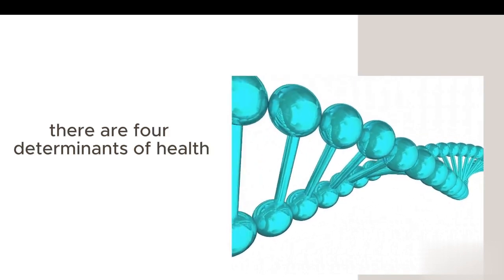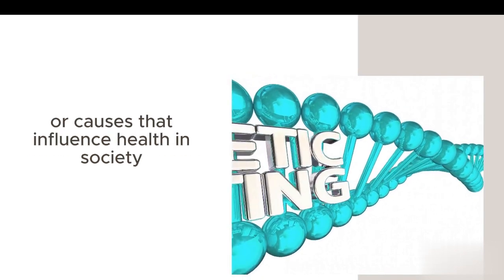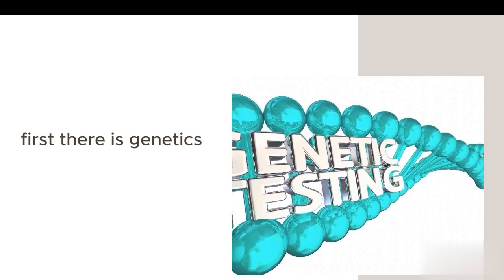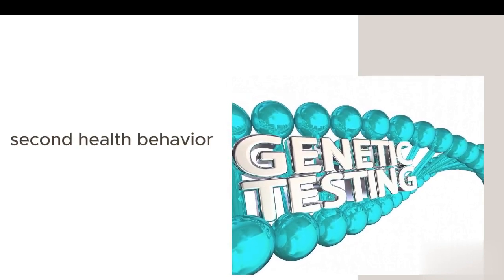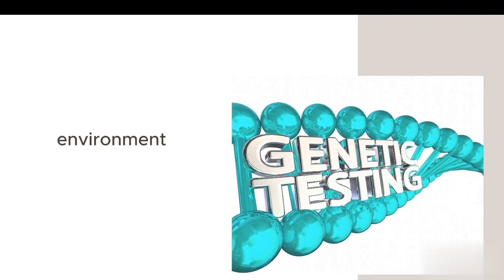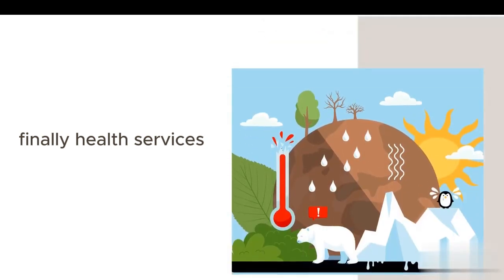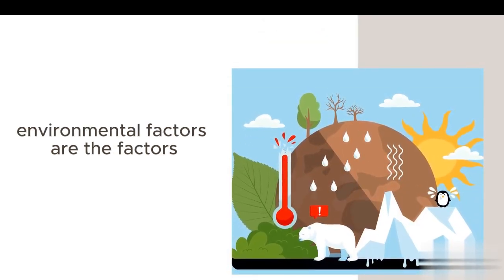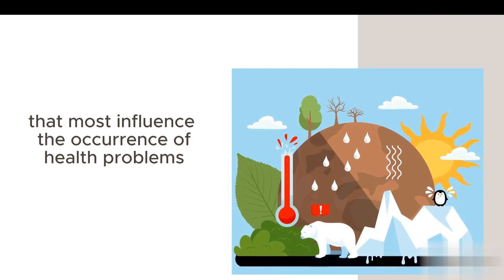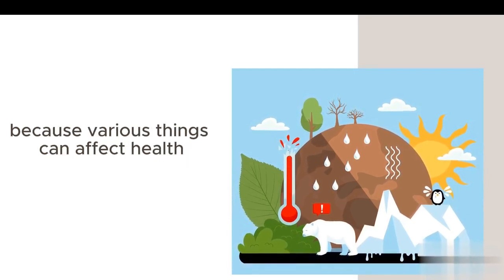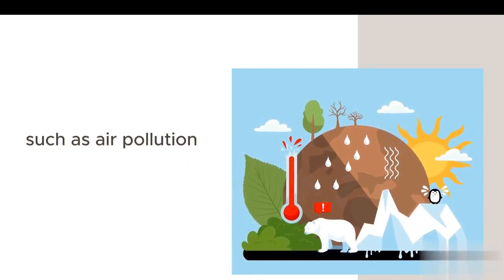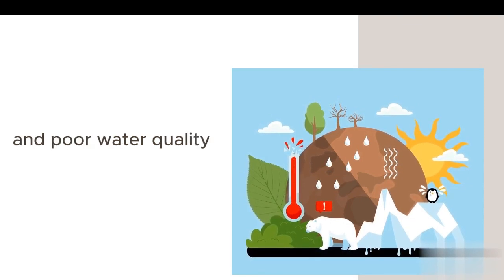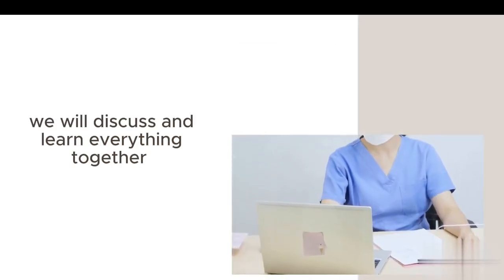There are 4 determinants of health, or causes that influence health in society. First, there is genetics. Second, health behavior. Third, society and environment. Finally, health services. Environmental factors are the factors that most influence the occurrence of health problems, because various things can affect health, such as air pollution, climate change and poor water quality. We will discuss and learn everything together.